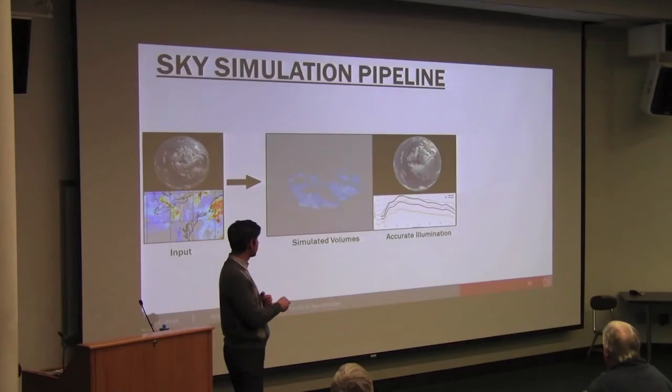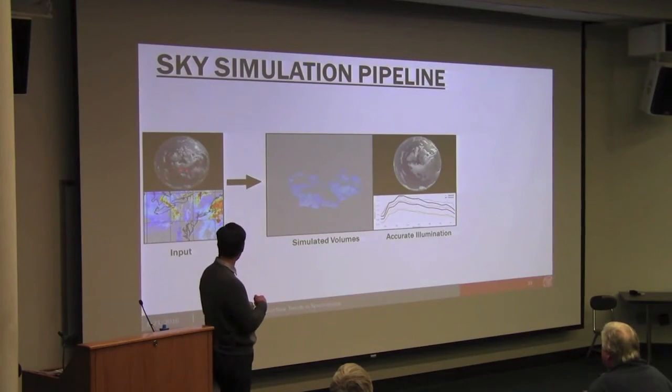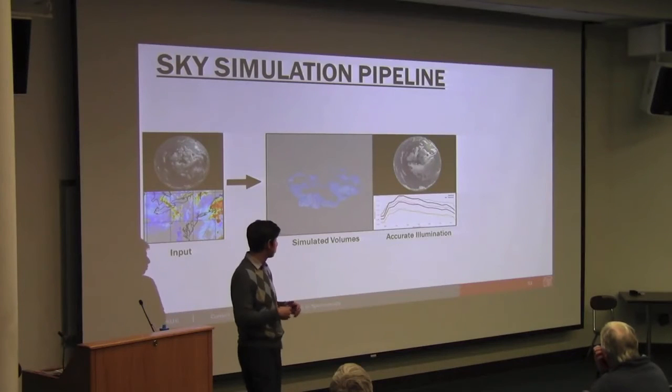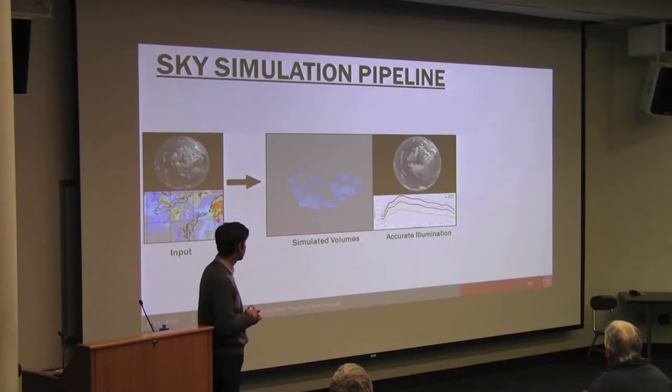Once we get that, we can create accurate illumination. So this is an example of what this should actually be. This is what we're hoping to get. This is what we actually get. It's pretty close. It's improving every time we do it.